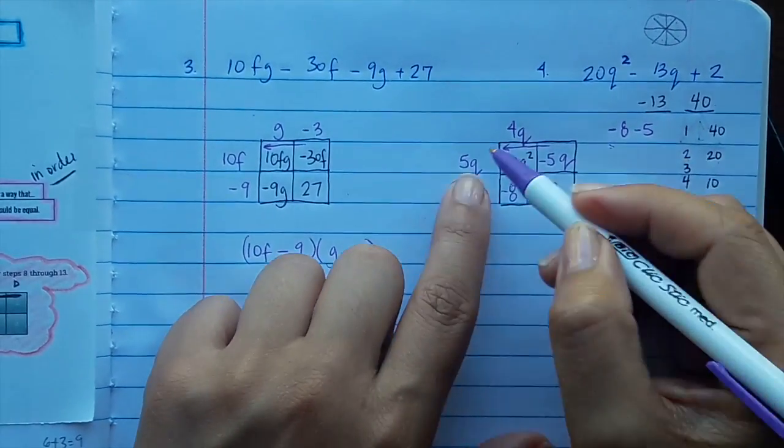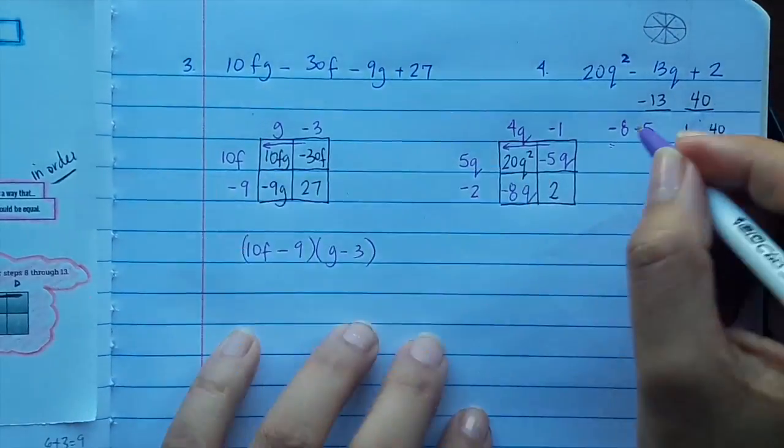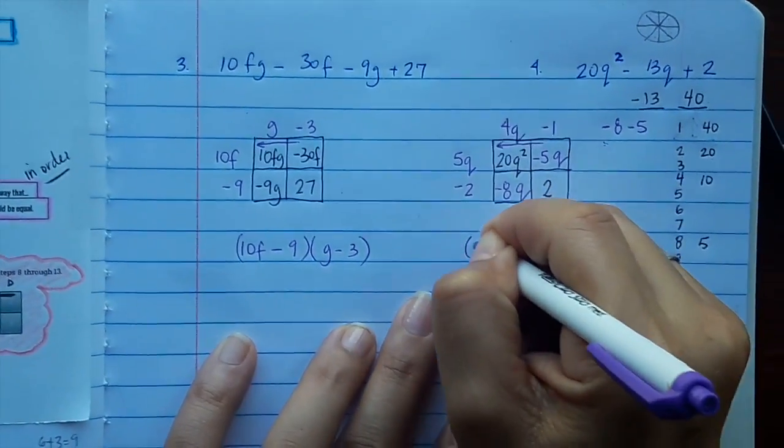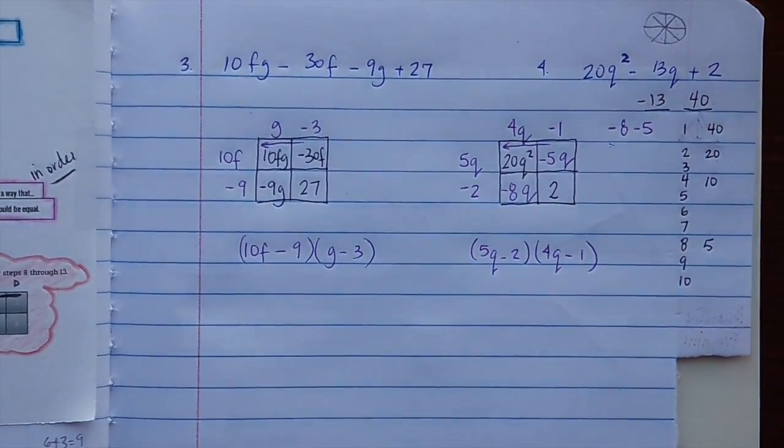5Q times something is negative 5Q, so that has to be negative 1. Use that to check the last box. Negative 2 times negative 1 is positive 2, so we are all good. So your answers are 5Q minus 2 and 4Q minus 1.